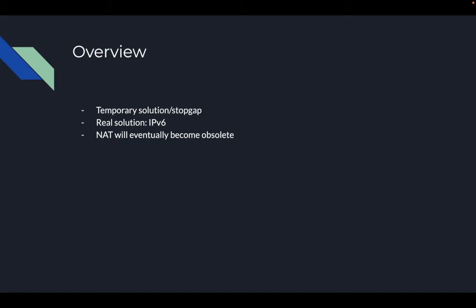So as James said, NAT is honestly just a stopgap solution. It is not a real solution. That will come with IPv6, which will render NAT obsolete. But again, that's an oversimplification. There are multiple dynamics at play. Next slide.